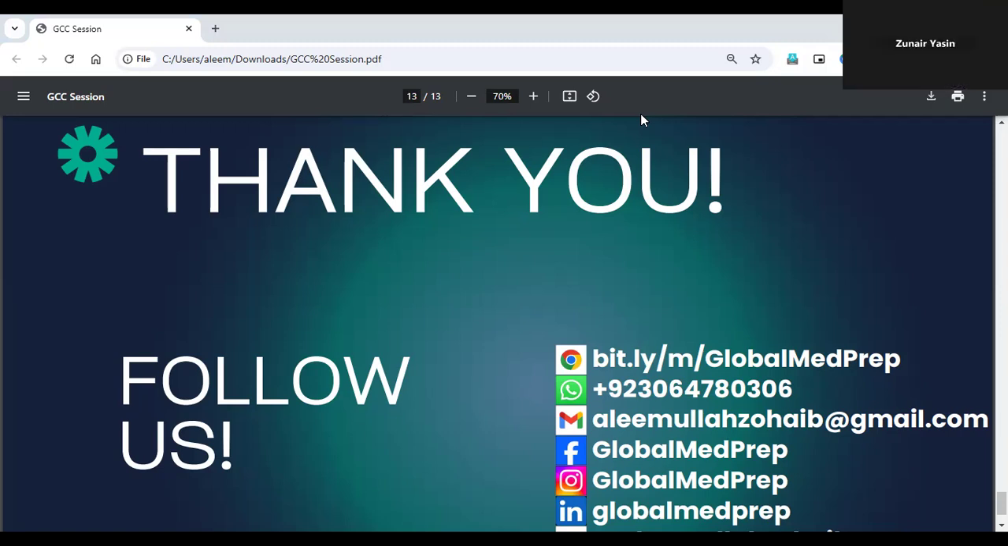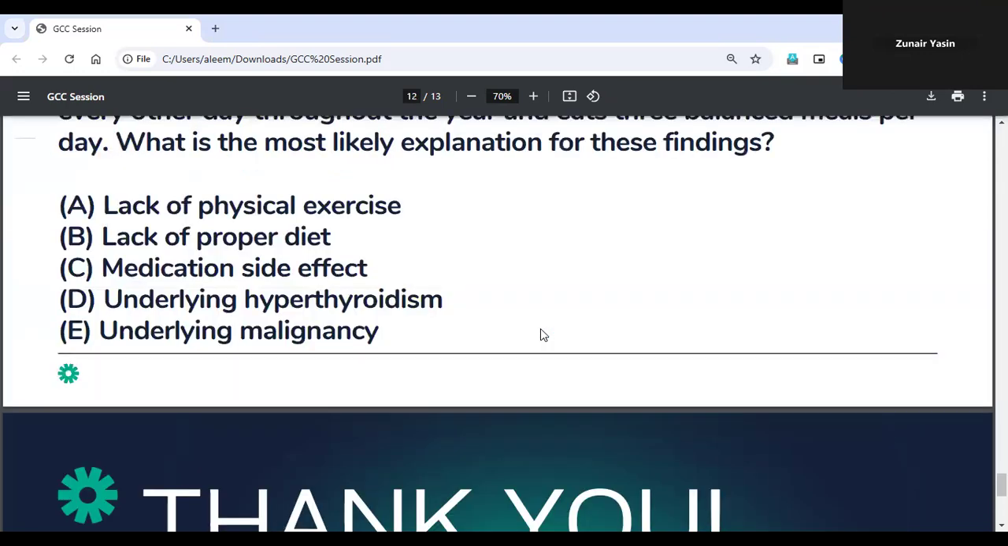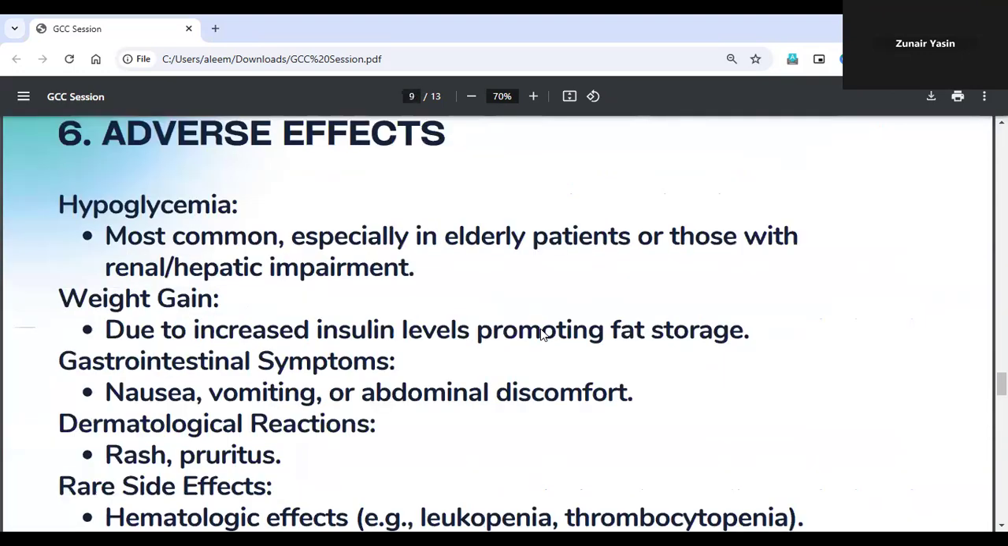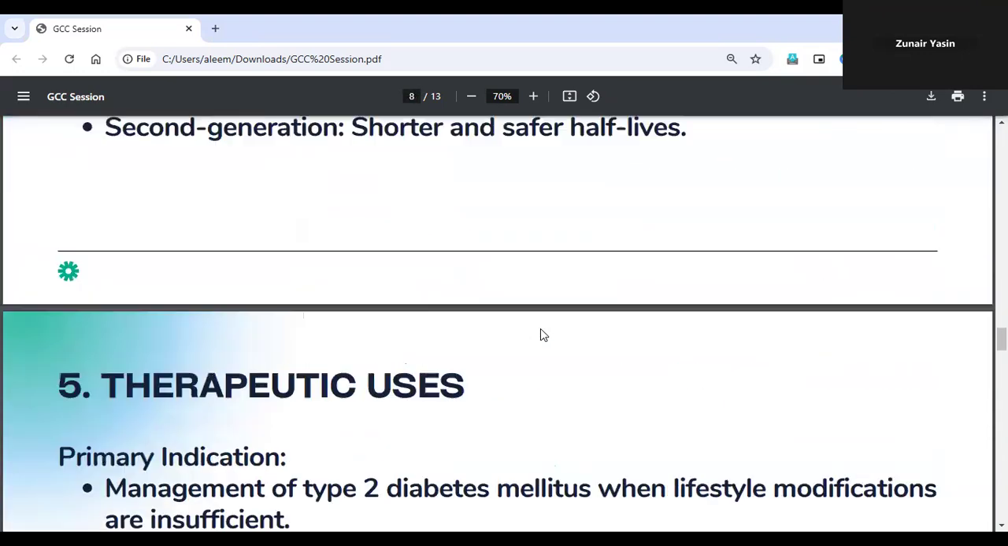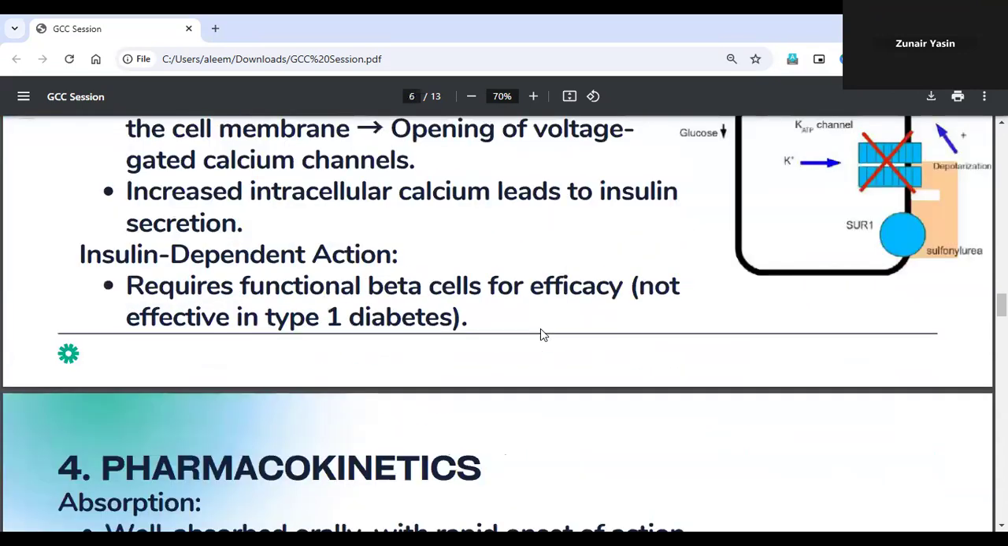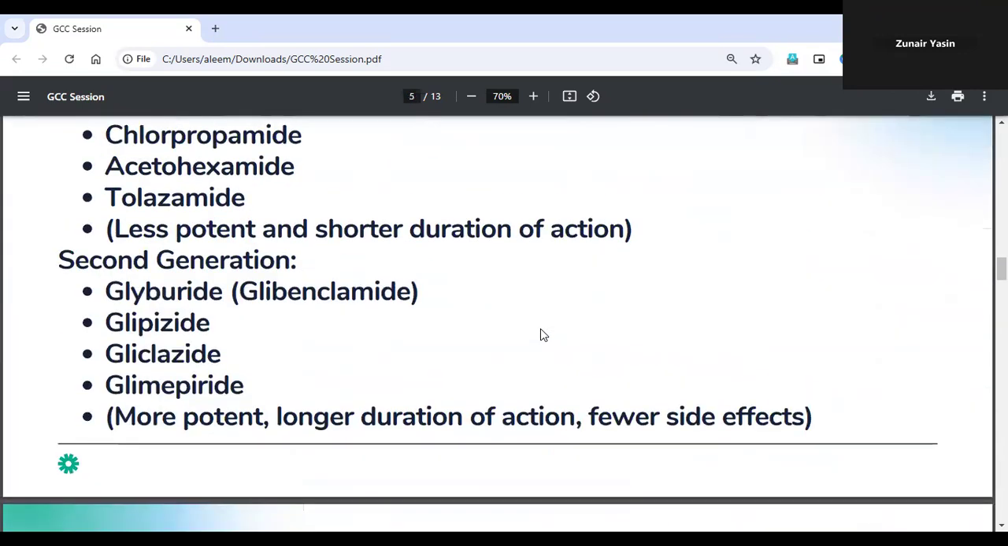Assalamu alaikum, sir. Walaikum salam. Sir, I just forgot this point. You quoted the difference between first generation and second generation of sulfonylurea. First generation is less potent and more dose is required, and in second generation, you said more potent and less dose is required.